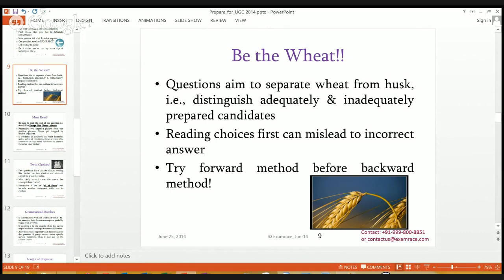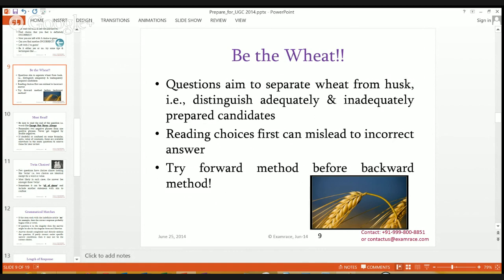Now coming back to attempting the MCQs, it's very important to understand the examiner's perspective. What does the examiner try to do? The examiner technically tries to separate the wheat from the husk. That means the examiner is trying to distinguish between the students who are prepared very nicely and the students who are just appearing because their parents asked them to appear for the exam. So it's very important to be the wheat, not the husk.